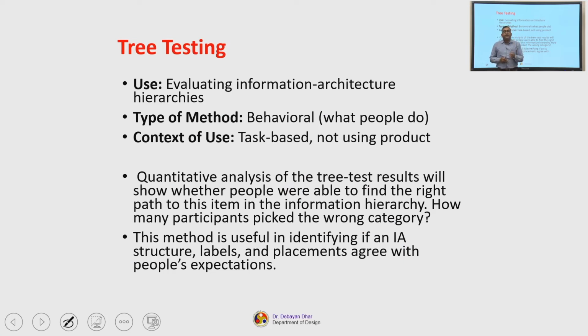Quantitative analysis of tree test results will show whether people were able to find the right path to this item in the information hierarchy, and how many participants picked the wrong category. Again, percentage. This method is useful in identifying if an information architecture structure, labels and placements agree with people's expectations, because the focus is on identifying the dominant percentage of the dominant patterns, right.